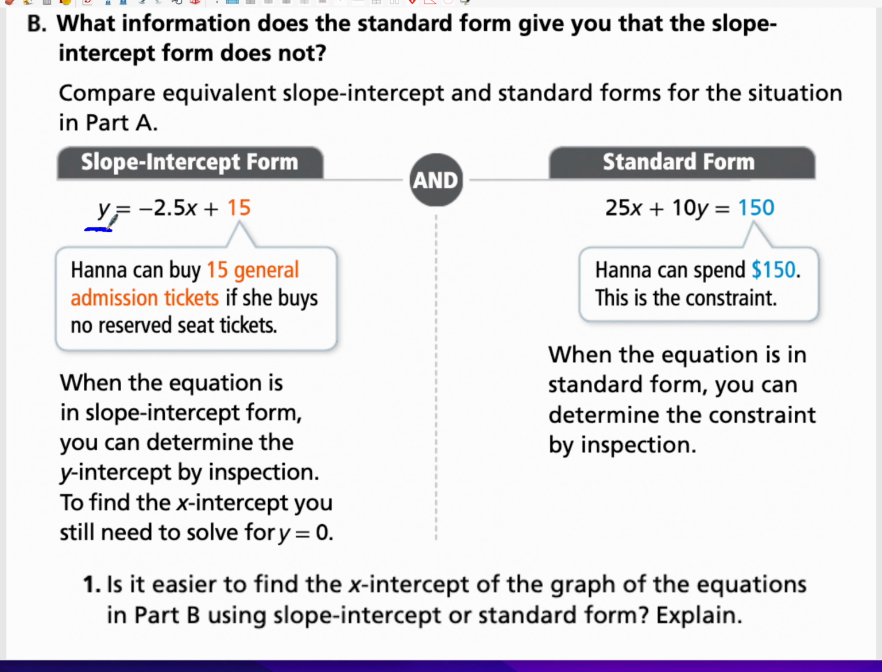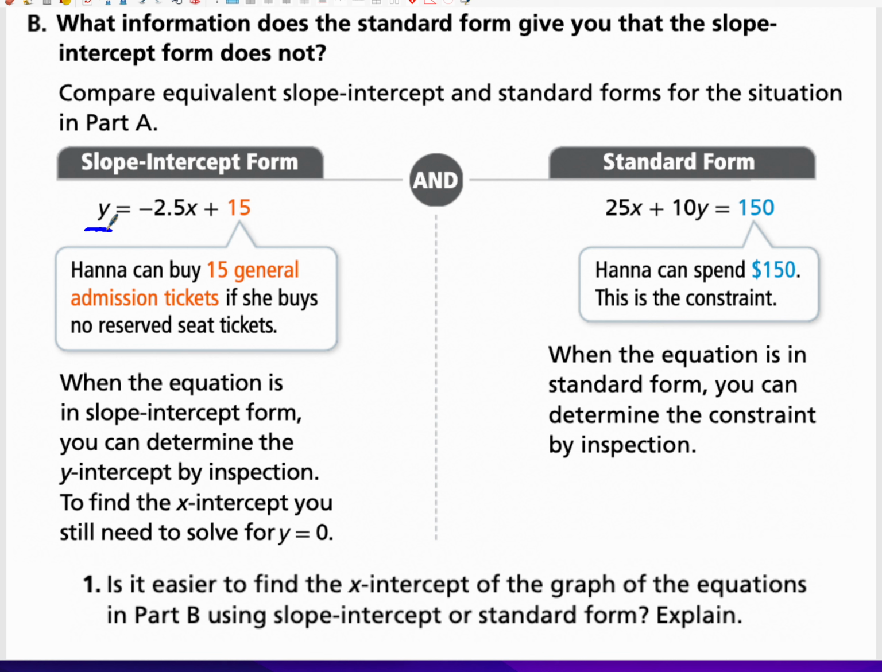So, question 1 here, is it easier to find the x-intercept of the graph of the equations in part B by using slope-intercept or standard form? It's going to be easier to find. Okay, so we need to talk about how to find an x-intercept. Anybody got a thought on that? Colin. Take the constraint and divide it by the number that is next to the x. That's what you end up doing. Yes, you are correct. Now I need you to explain to me mathematically why it's okay to do that.